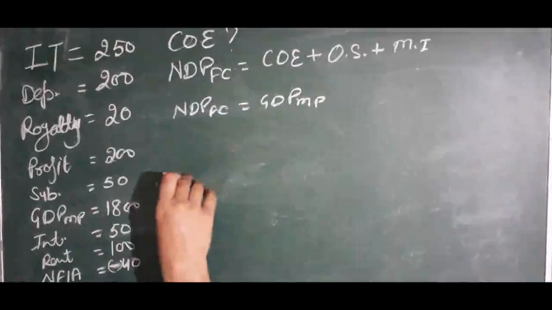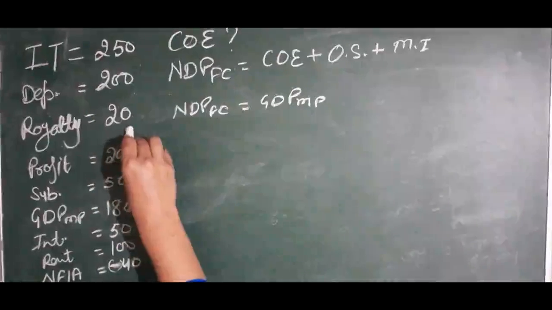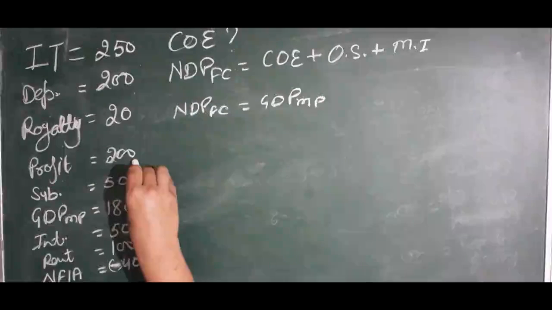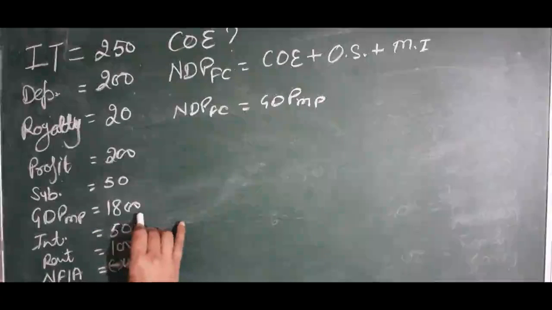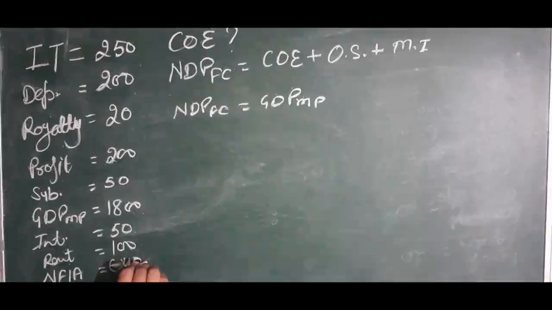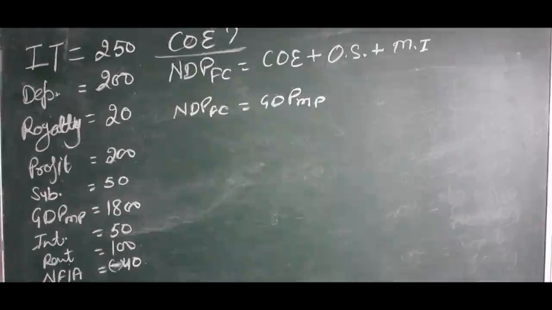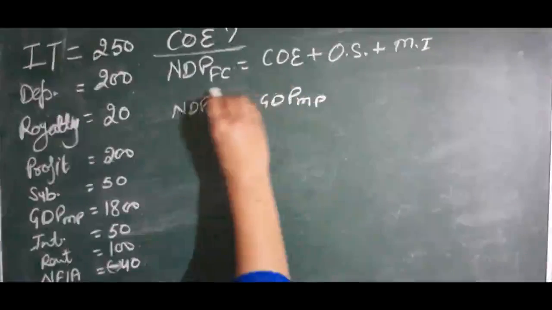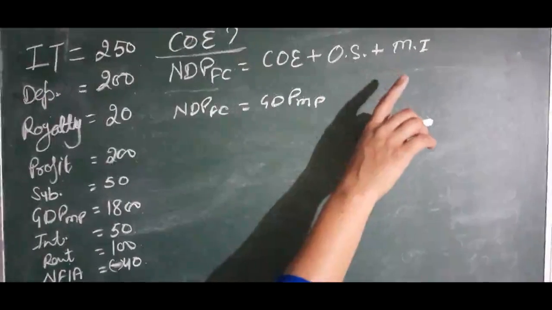In this question, we are given indirect tax 250, depreciation 200, royalty 20, profit 200, subsidies 50, GDP at MP 1800, interest 50, rent 100, and net factor income from abroad is negative 40. We have to calculate compensation of employees. We know that compensation of employees is a component of the income method, and in the income method NDP at FC is equal to compensation of employees plus operating surplus plus mixed income.